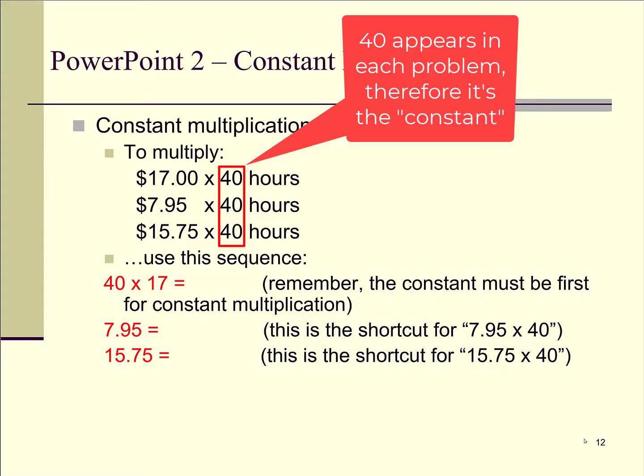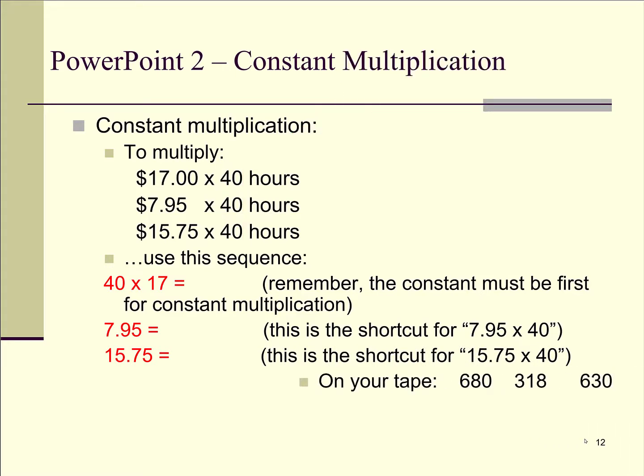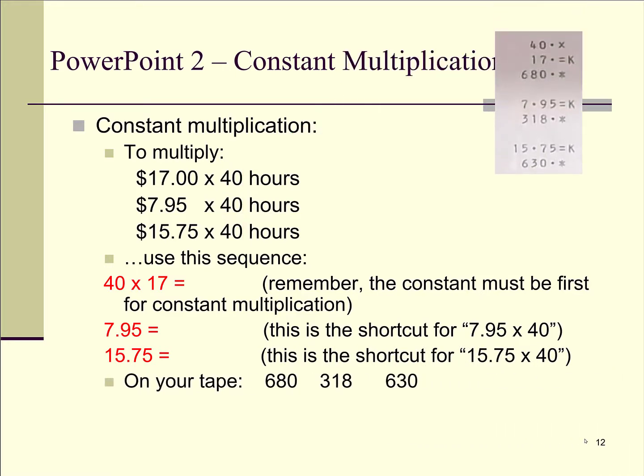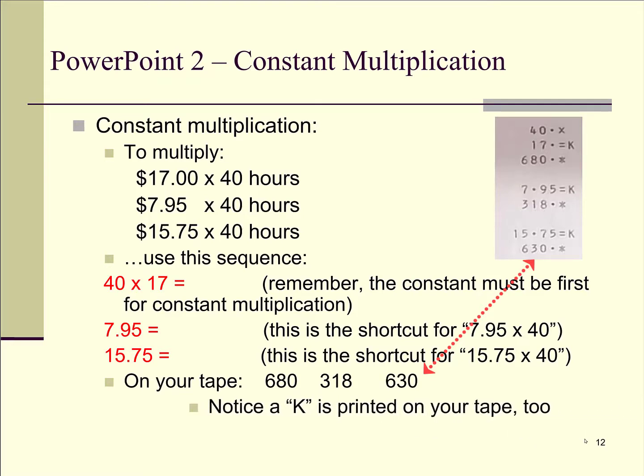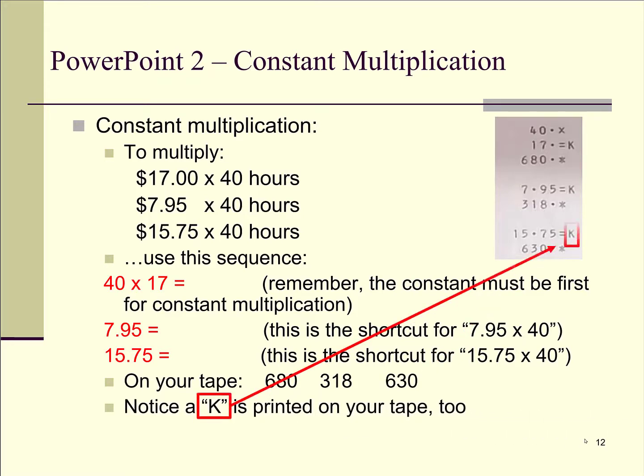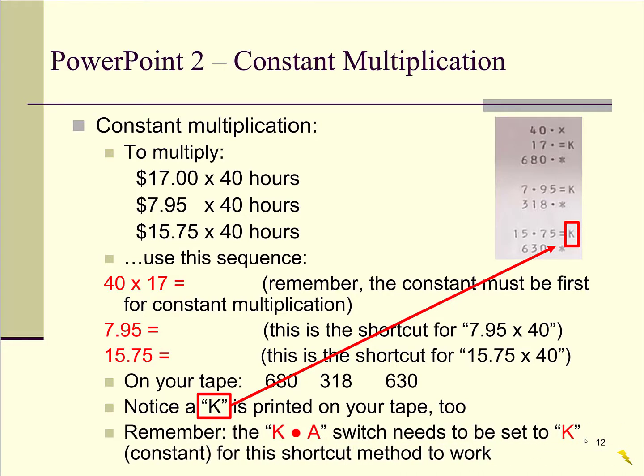15.75 equals. And the 3 answers you should see on your tape are 680, 318, and 630. And of course, you should have the K, which means constant, printed on your tape, showing you that you've used the constant function. And I'll remind you again, because so many students forget this, this only works if your k.a switch is set to k for constant.